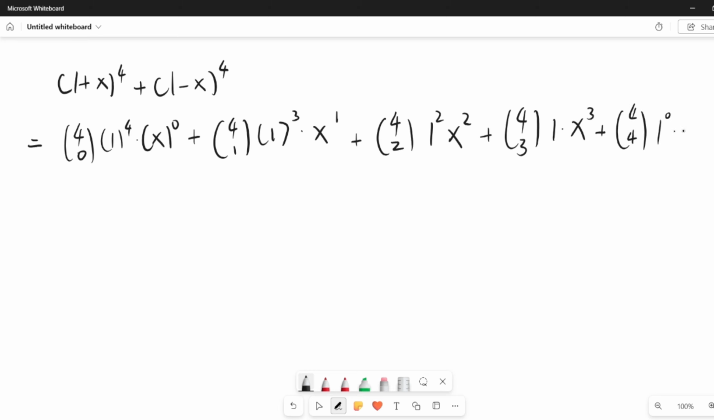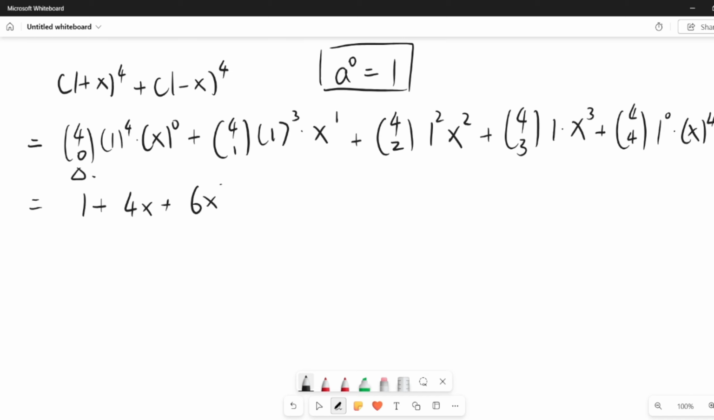Now, given that anything to the power of 0 is 1, this is a given situation. You know that from the calculation. And also, please feel free to use your calculator to calculate this. This is actually 4C0, so you can use your calculator to do this calculation. And then that's 1 plus 4x plus 6x squared plus 4x to the power of 3 plus x to the power of 4. Right, so that's basically the answer for the first part of this question.